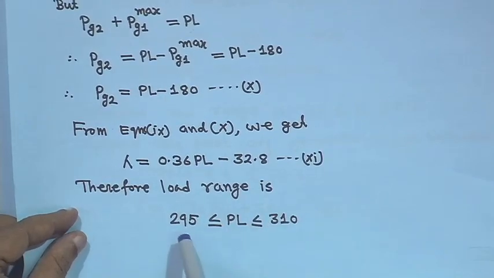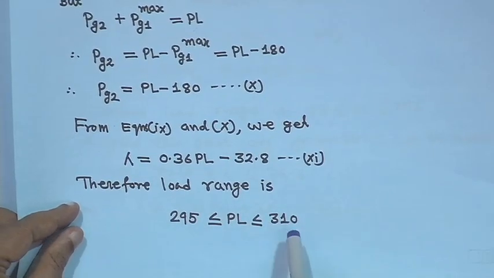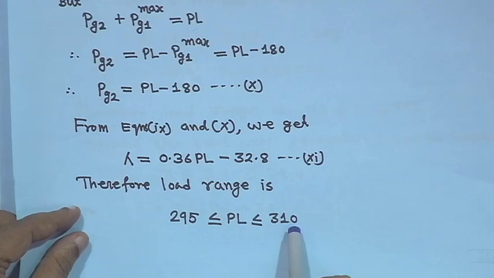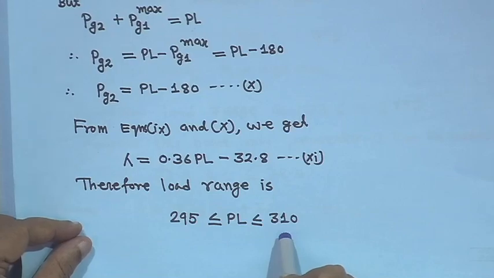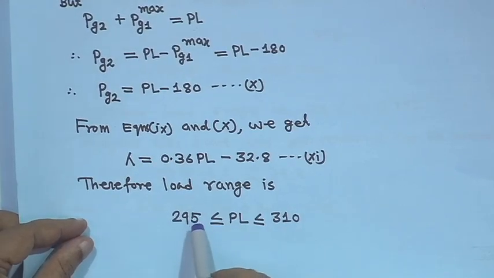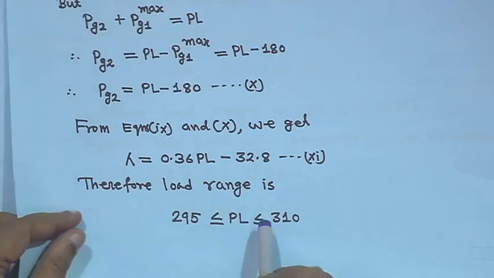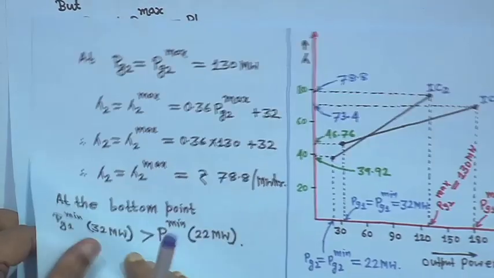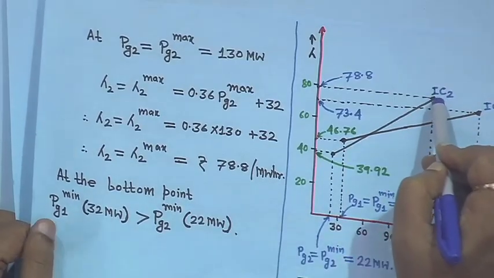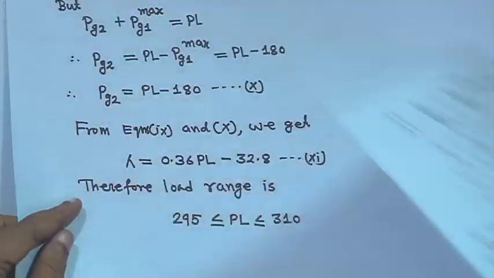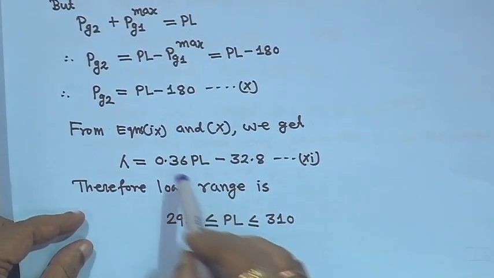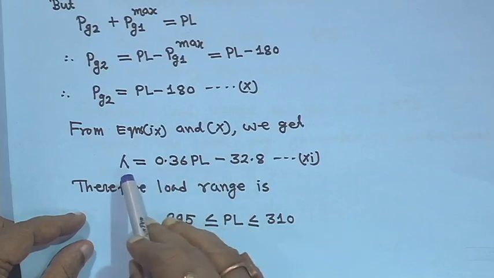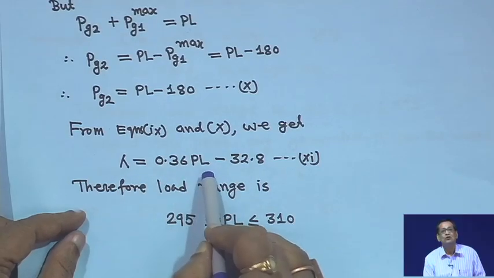Therefore, the load range will be in between 295 and 310, because if you add 180 plus 130, it becomes 310. That means in between load 295 and 310, this last 15 megawatt, generator 2 has to supply. And this is the relationship between lambda and the load.